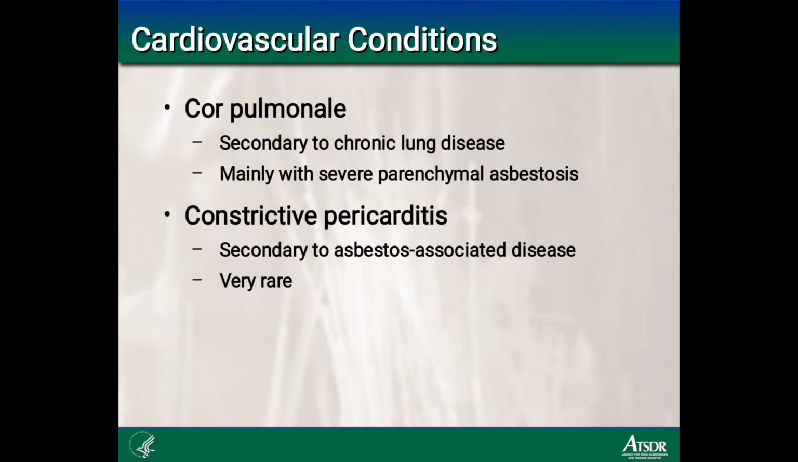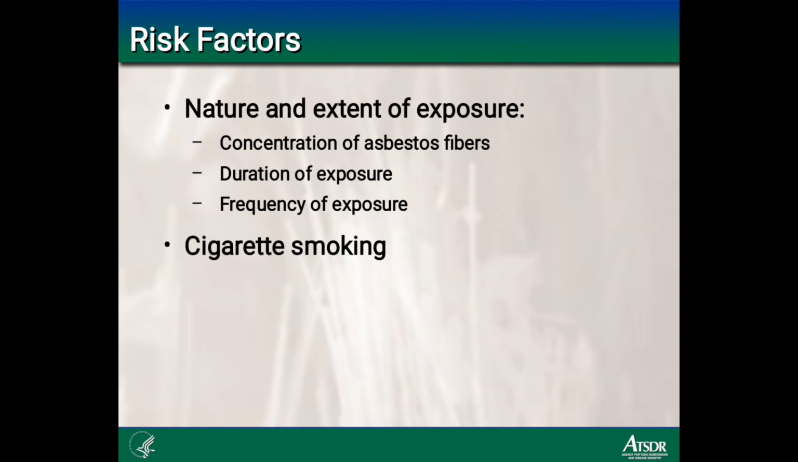Now there are some cardiovascular conditions which we're going to discuss. Cor pulmonale is secondary to chronic lung disease, and it is mainly with severe parenchymal asbestosis. And second of all, we're going to discuss constrictive pericarditis, which is secondary to asbestos-associated diseases, and it is also very rare.